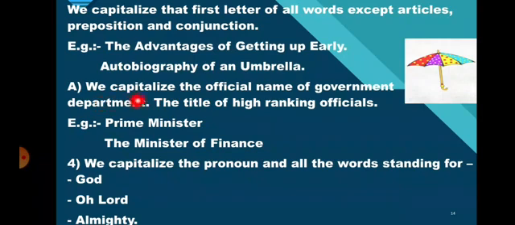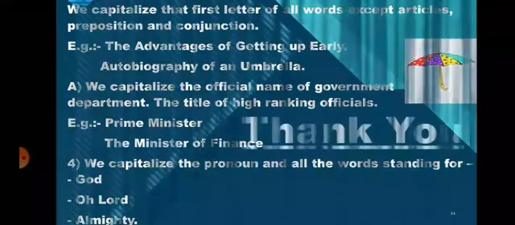We also capitalize the official name of government, department, the title of high-ranking officials. For example, Prime Minister, the Minister of Finance. We also capitalize the pronoun and all the words standing for God, O Lord, or Almighty.